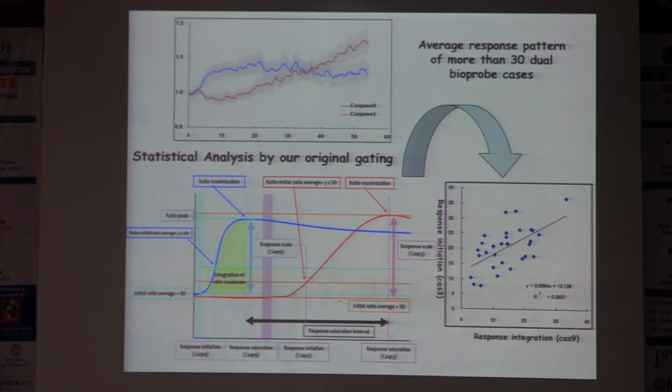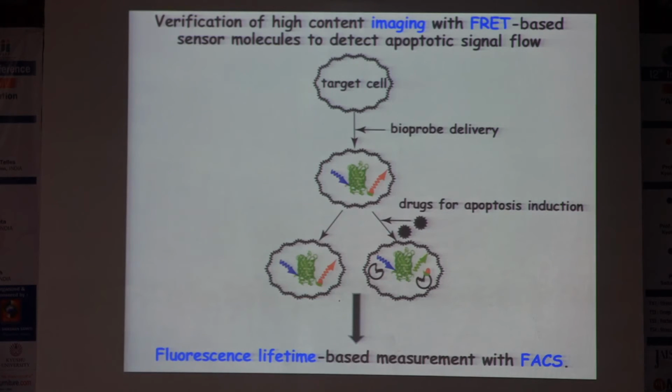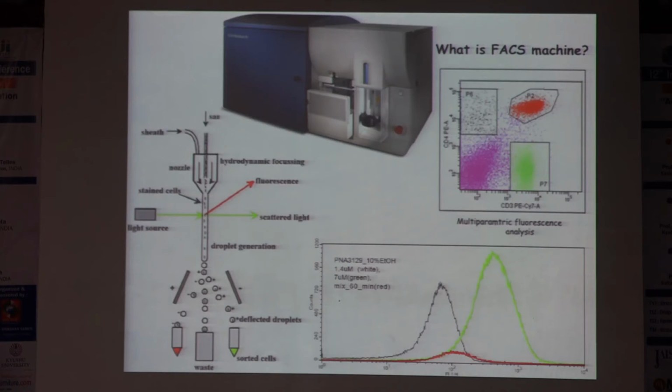Through the same treatment of cells, I could use a more powerful statistical tool called FACS and fluorescence lifetime analysis. What is FACS? FACS is fluorescence activated cell sorter. FACS analyzes cells spectroscopically at high speed, about 50,000 cells per minute.